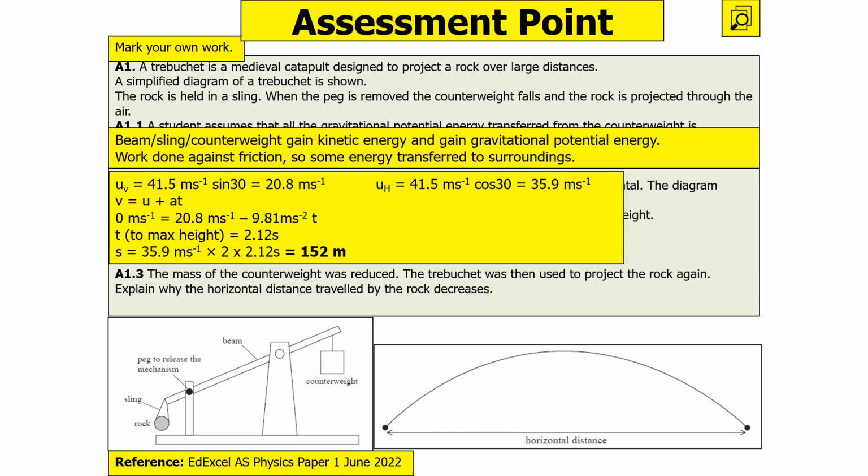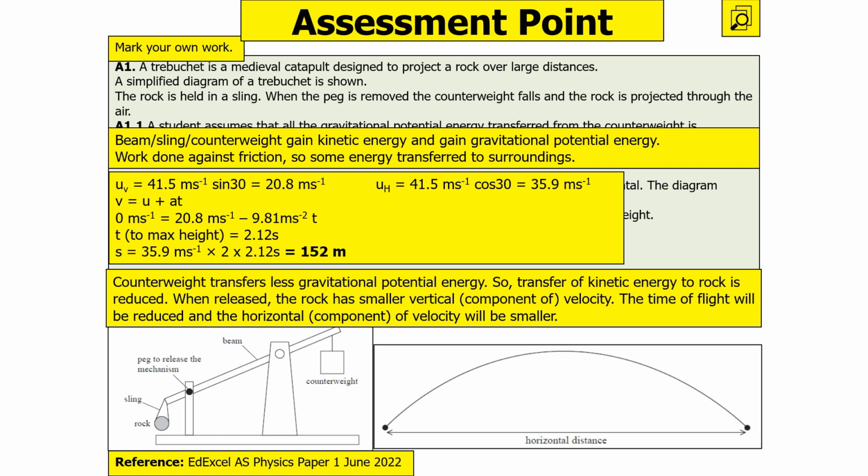We can use v equals u plus at, and we know that at the maximum height, the velocity is going to be 0. So 0 equals 20.8 minus 9.81 times t. So t equals 2.12. So the time to the maximum height is 2.12 seconds. The distance it will travel overall is going to be the horizontal velocity, 35.9, times twice the time to the maximum height, because that is halfway through the journey. So it's 35.9 times 2 times 2.12, 152 meters.